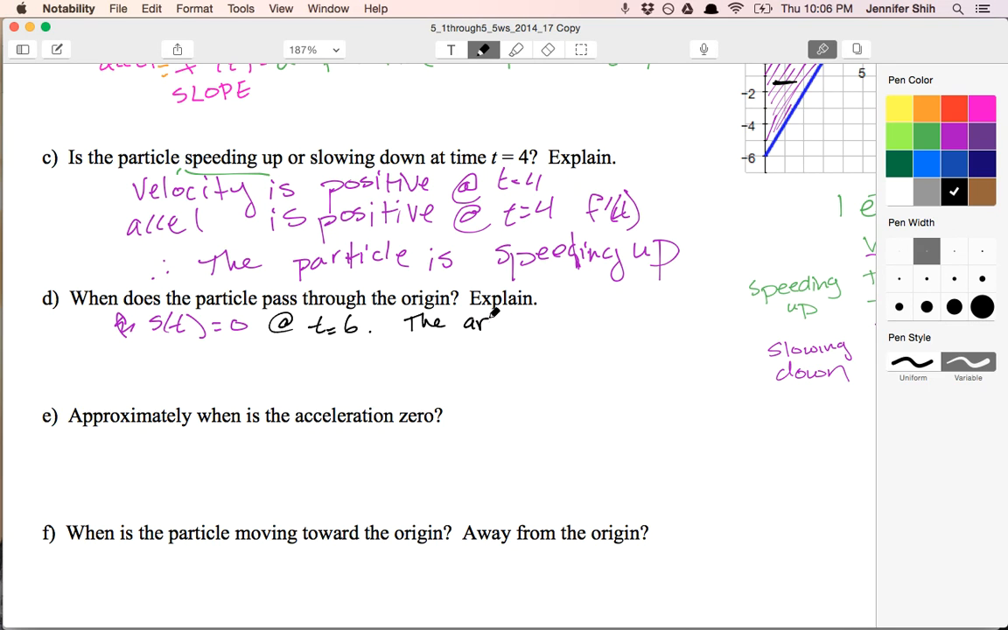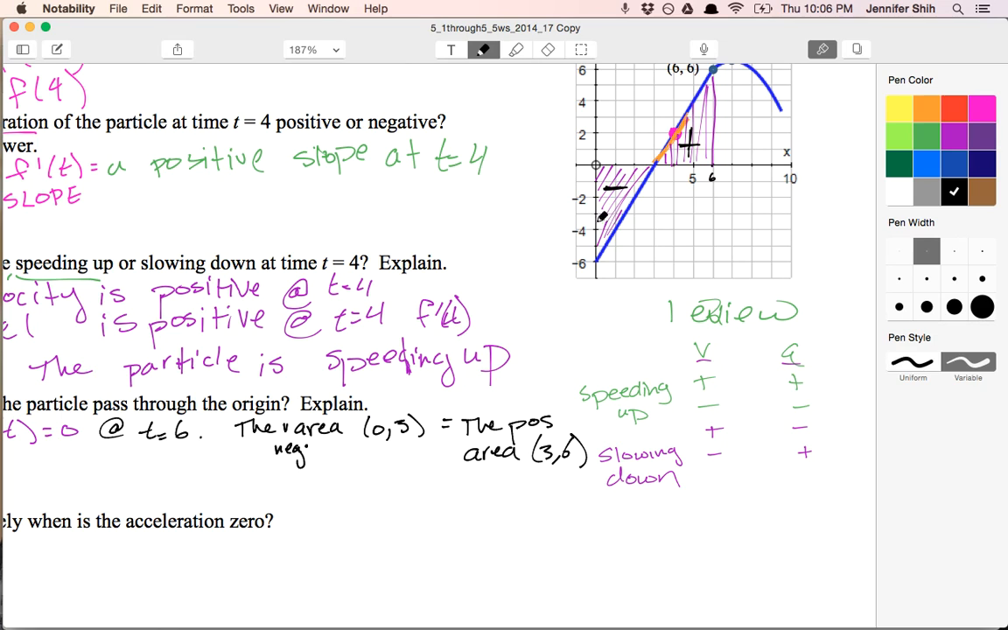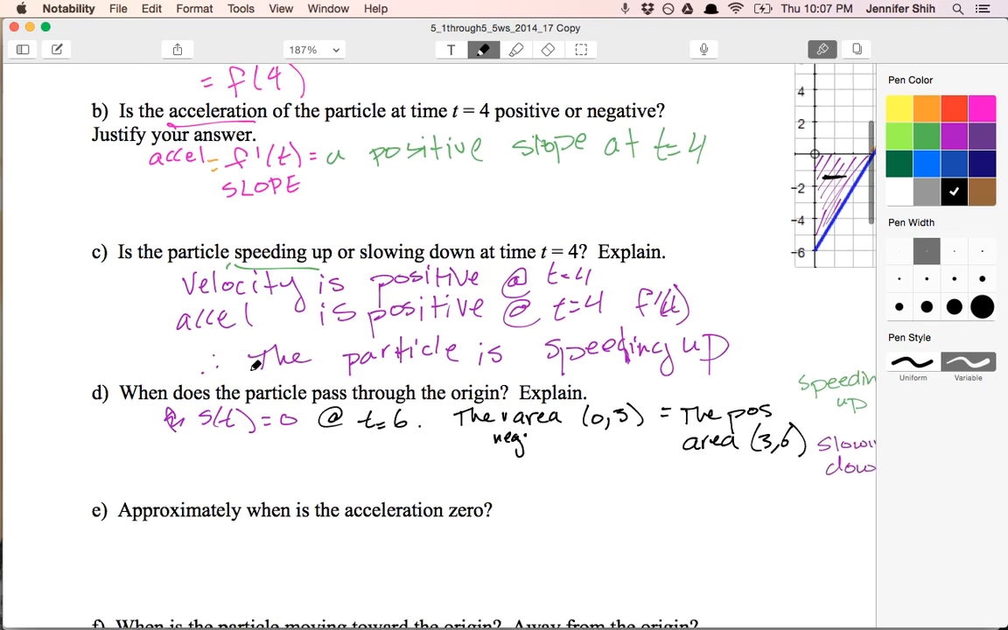The area, how about the negative area between 0 and 3 is equal to the positive area from 3 to 6. So once the area is canceled out, it went left for this amount, whatever this area is, that's the position it went left. And then it went right the same amount, that position at 6. So it zeroed out at the origin.